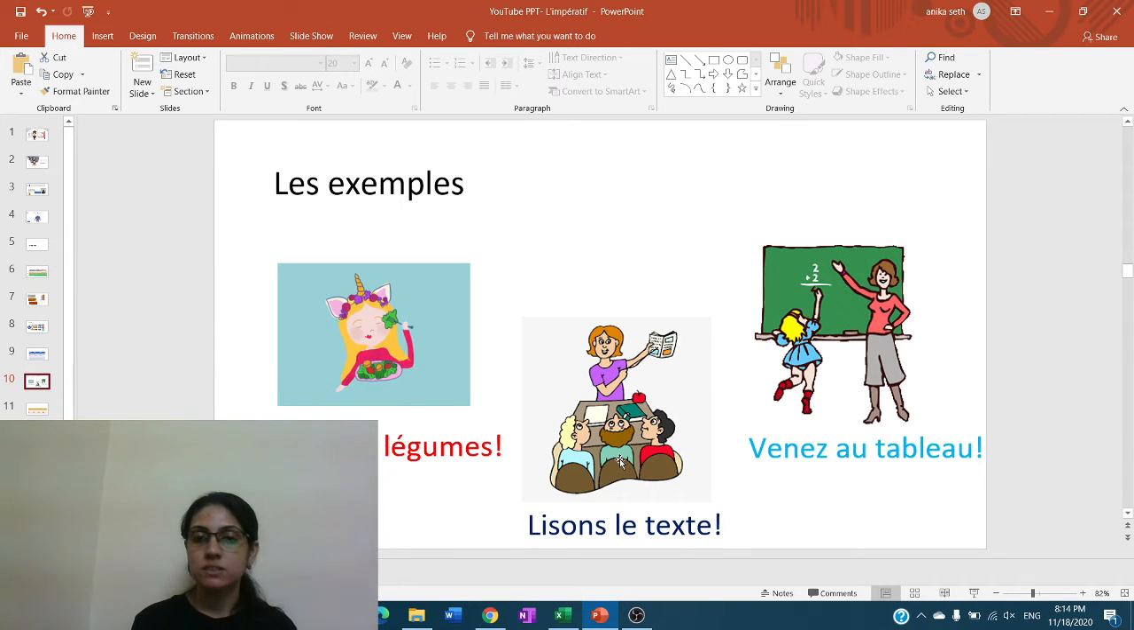in the sentence. Then third one, venez au tableau, come to the board. So verb venir conjugated with vous, ending with ez and an exclamation mark at the end. So venez au tableau. First one, manger, is conjugated with tu, but s is removed. Mange des légumes. Second one, lisons le texte, is conjugated with nous. Again, subject pronoun is not there. Exclamation mark is there. And third one, venez au tableau, conjugated with vous. Vous is not there. Exclamation mark is there.